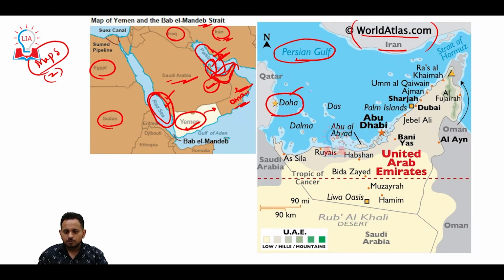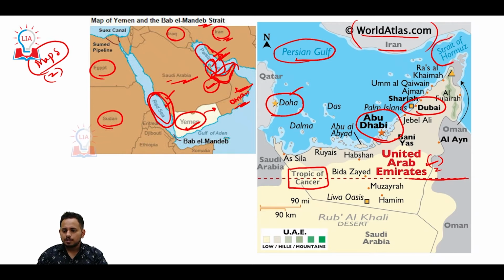Okay, you should be aware of this. When it comes to United Arab Emirates, you should know the location of Abu Dhabi. It's a famous city. Also Dubai. And you should know one more thing, that the Tropic of Cancer passes through UAE. These are the things that you need to know from this point of view.